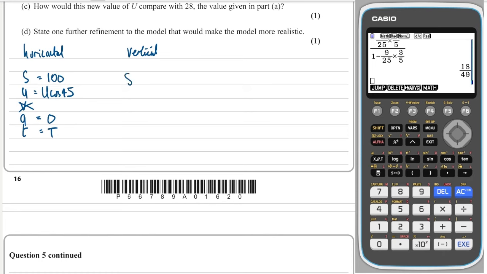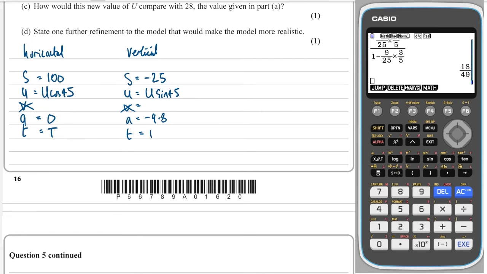In the vertical, we know that it's gone from the top of the cliff right down to the bottom, so it's dropped down 25. The initial velocity was u sine 45. V again we won't know, and the acceleration in the vertical is minus 9.8 due to gravity.